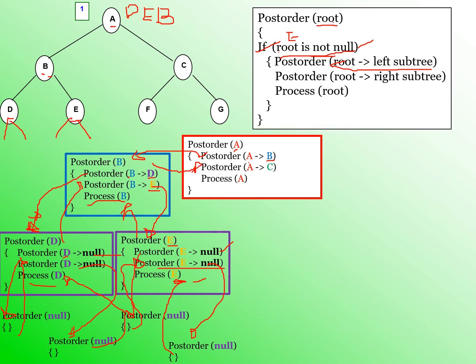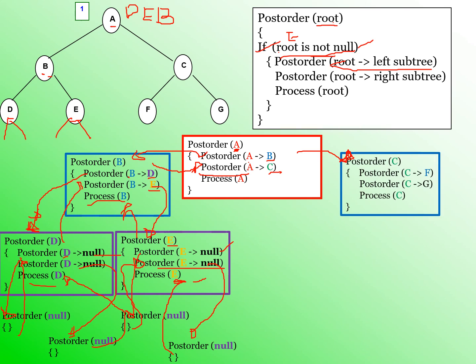So this time, we will execute post order A. Yung root natin ay A. Okay? Referencing to the right subtree of A. Okay? So tinawag naman niya ang sarili niya, pero this time, the root will be C. Okay? So, right subtree ng A ay C. Kaya root natin this time ay C. Okay? If C is not null, so true, then post order C, okay? Root referencing to left subtree. So, left subtree ni C ay F. Okay?